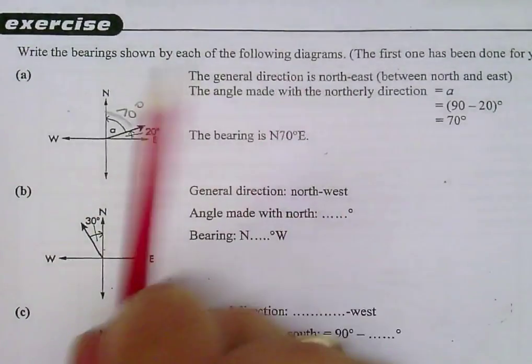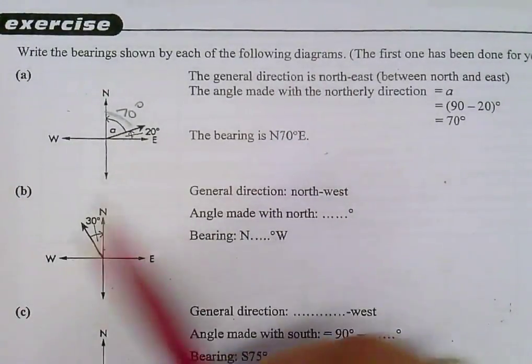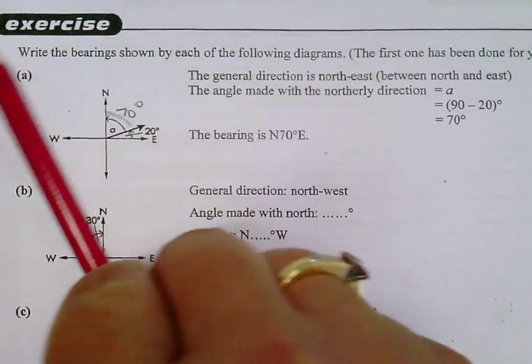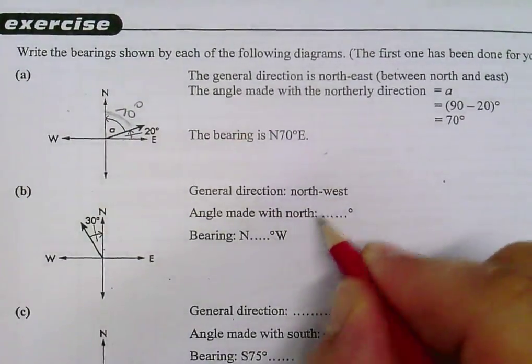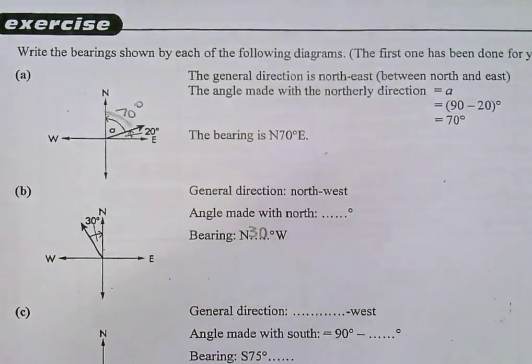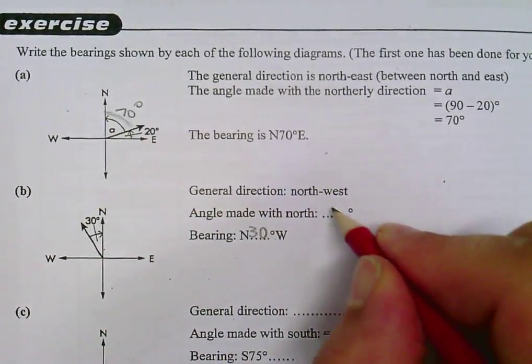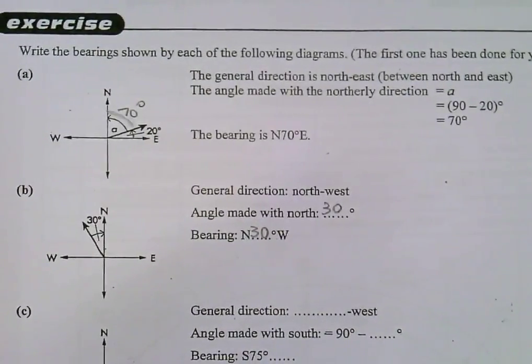The next one, we know this is northwest somewhere. It's north 30 degrees towards west. So the bearing is north 30 degrees towards west because the angle made with north is 30 degrees.